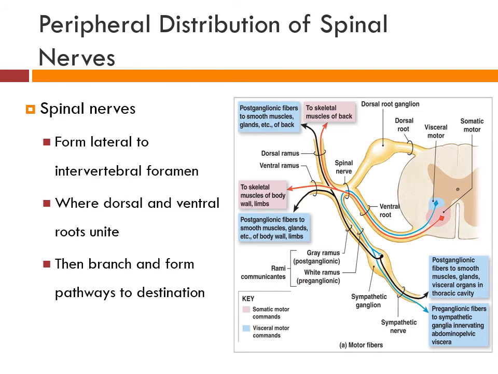This picture is on page 444 in your textbook. I would suggest that you take a look at it. So our spinal nerves are forming just lateral to the intervertebral foramen, where the dorsal root and the ventral root unite. Then they branch to form the pathways to their final destinations.